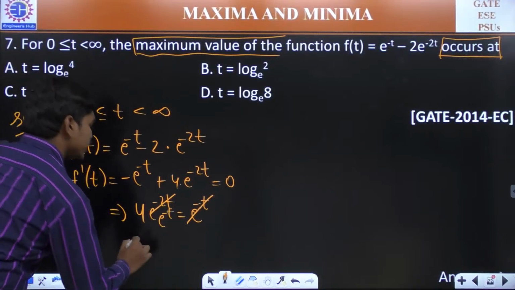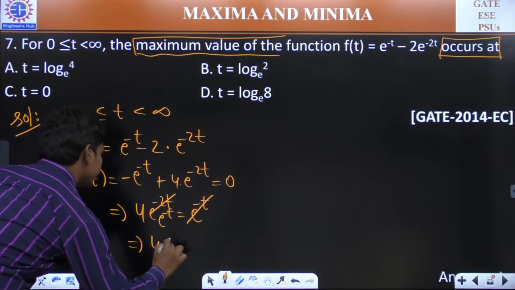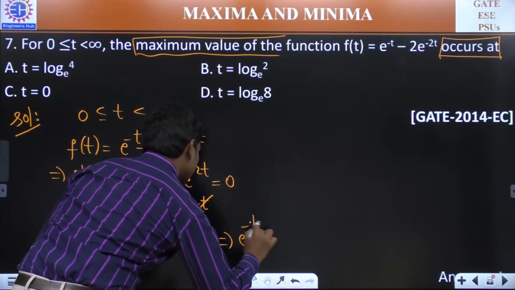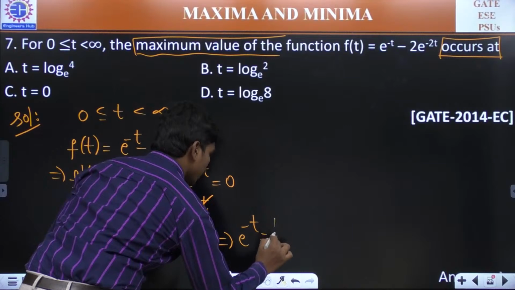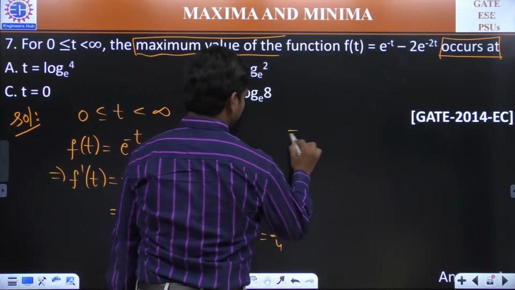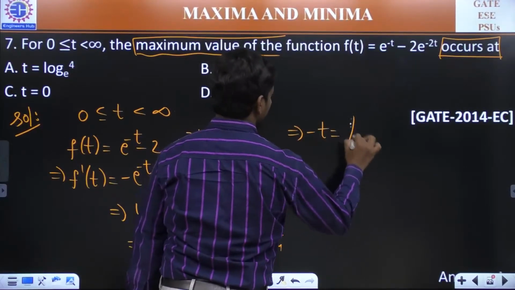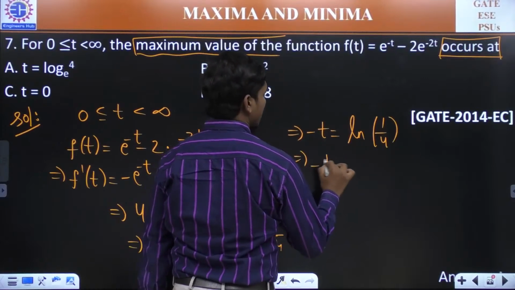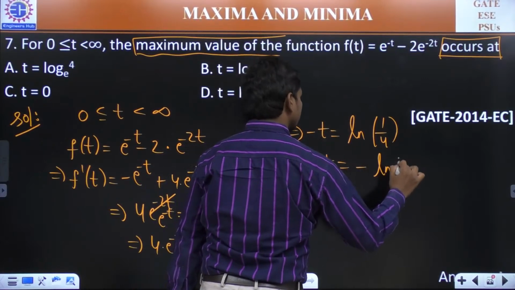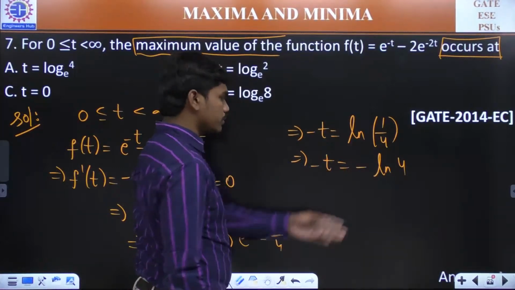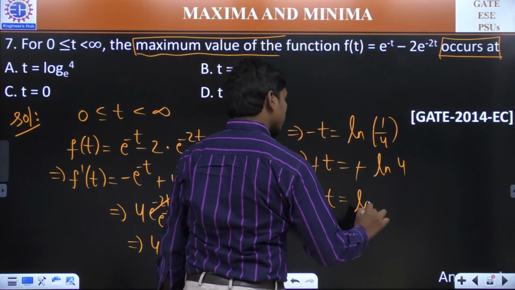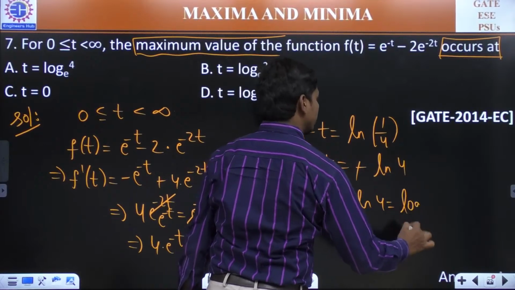So you can have e power minus t. So 4 into e power minus t is equal to 1, which implies e power minus t is equal to 1 by 4. This implies minus t is equal to ln 1 by 4, which can also be written as minus ln 4. And ln is nothing but log 4 to the base e. You can cancel these minus signs, and t is equal to ln 4, which can also be written as log 4 to the base e.